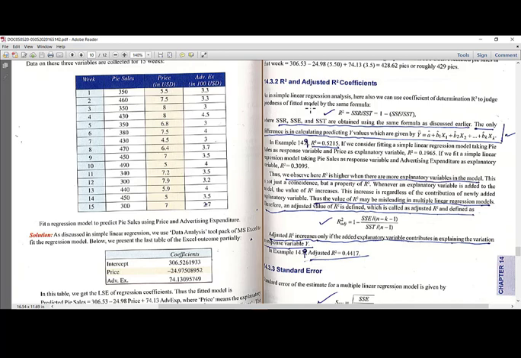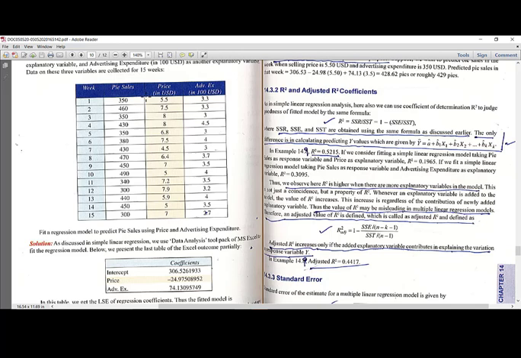R square equals SSR by SST, that is, 1 minus SSE by SST, where SSR, SSE and SST are obtained using the same formulas as discussed earlier. The only difference is in calculating the predicted Y values, which are given by this equation. In this particular example, that is pie sales and its relation with the price and advertising expenditure, if we calculate the R square value, we get 0.5215.